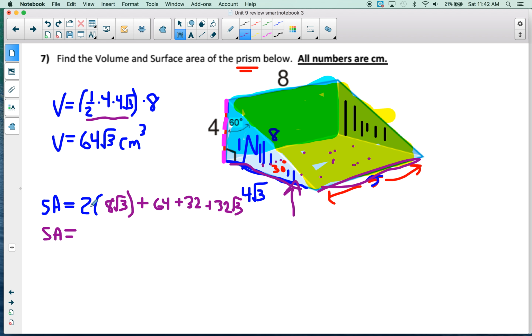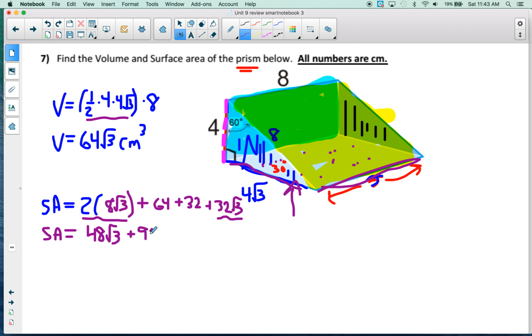Okay, now here's the slightly tricky part: we have to simplify and add like terms. So 2 of these become 16 radical 3. When you double this whole thing, it's 16 radical 3, but you also have a 32 radical 3. See? So 16 radical 3 plus 32 radical 3. It's like saying 16x plus 32x. You leave the x's alone and you add the numbers because it's adding. So 32 radical 3 plus 16 radical 3 is 48 radical 3. And then we're going to add these numbers, which is plus 96.